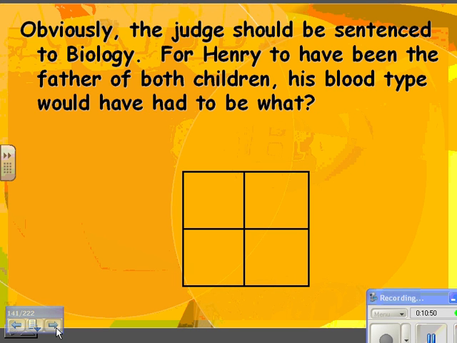Obviously, the judge should be sentenced to biology. Can you imagine a whole year of biology? Oh man. So for Henry to have been the father of both children, his blood type would have had to be what?